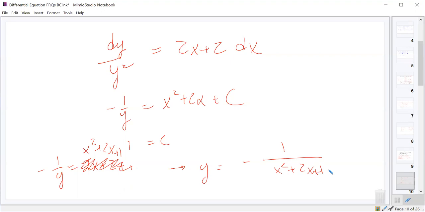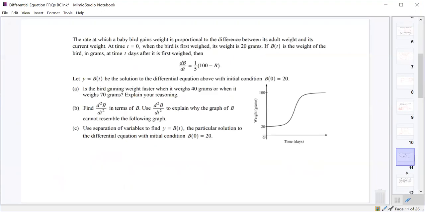Everyone's good with that one? Yeah. Everyone's good. People at home, are you good with that one? Good. Okay. How do we feel overall about the differential equation FRQs? Good? Good? Yeah? Good. Wonderful. Let's see here.